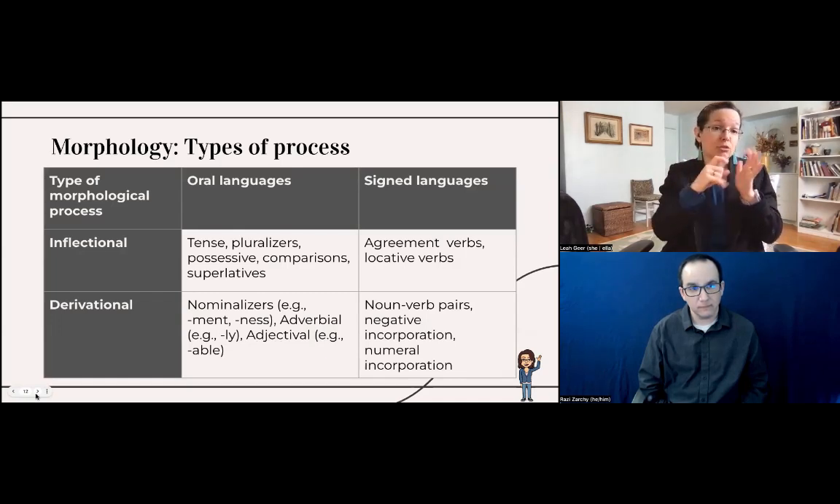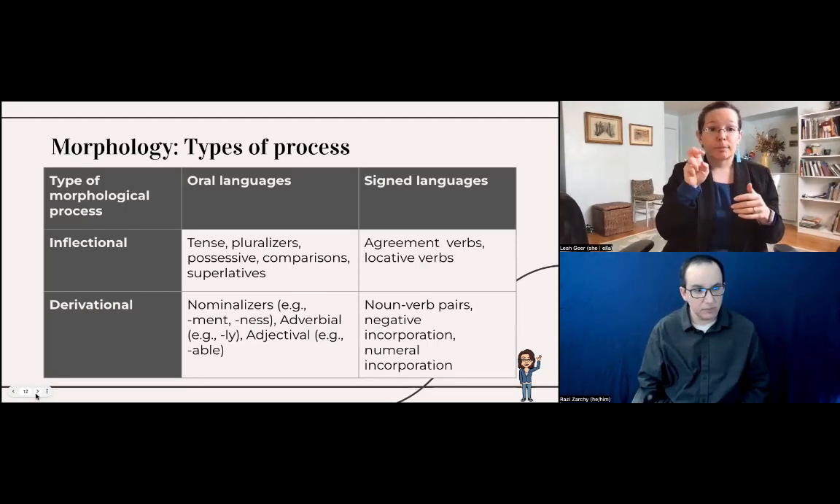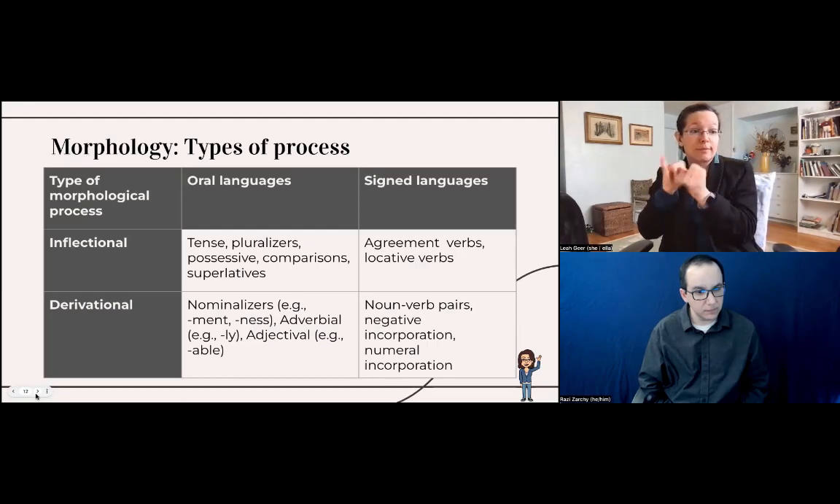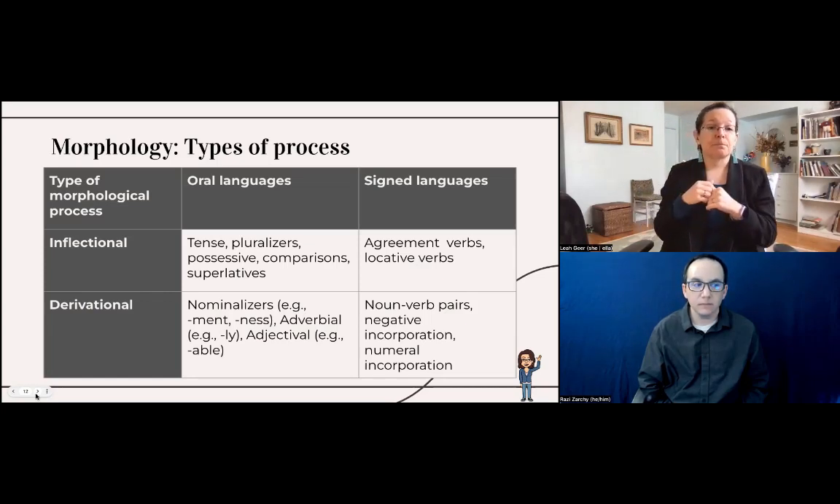Okay, let's take the second column, oral languages, for starters. We've got inflectional, which include tense, pluralizers, the possessive, indicators of comparison, and superlatives. For sign languages, inflectional morphology would include agreement verbs and locative verbs.